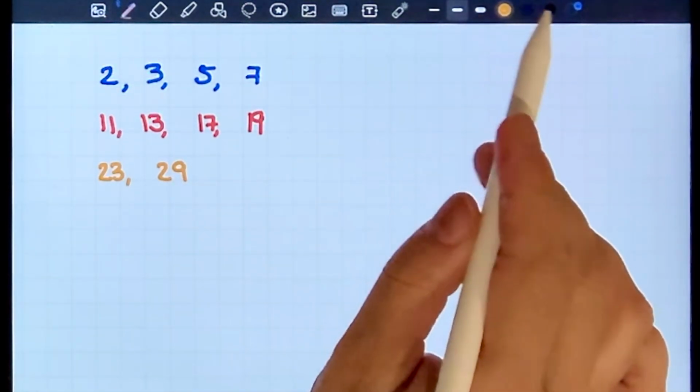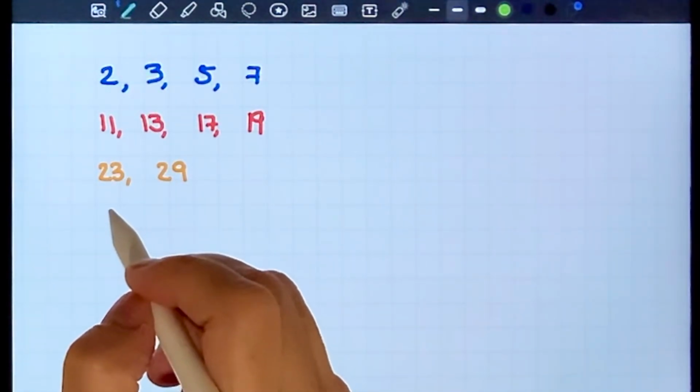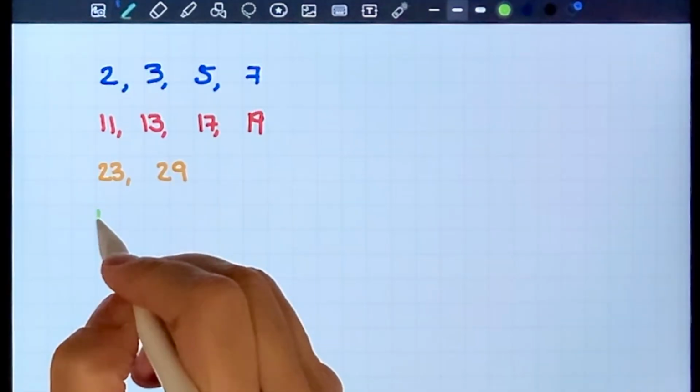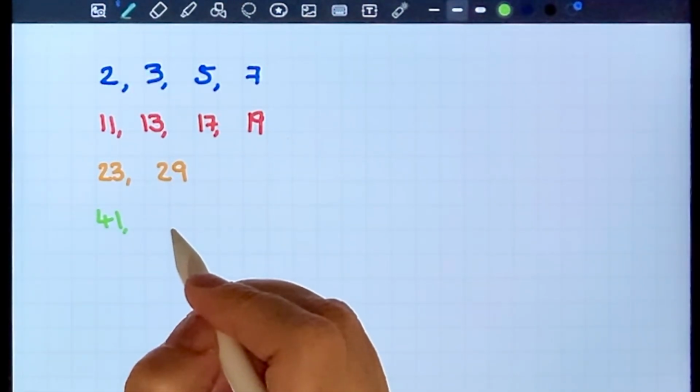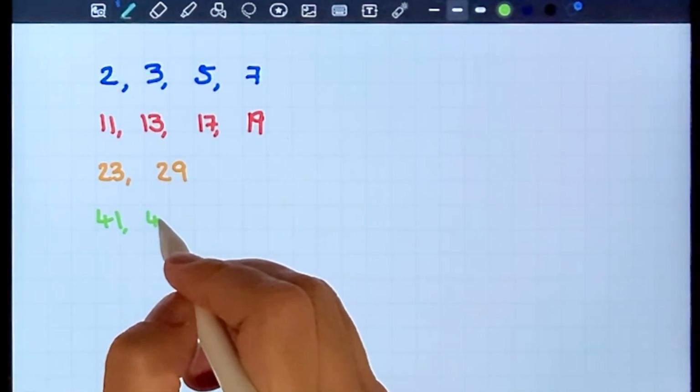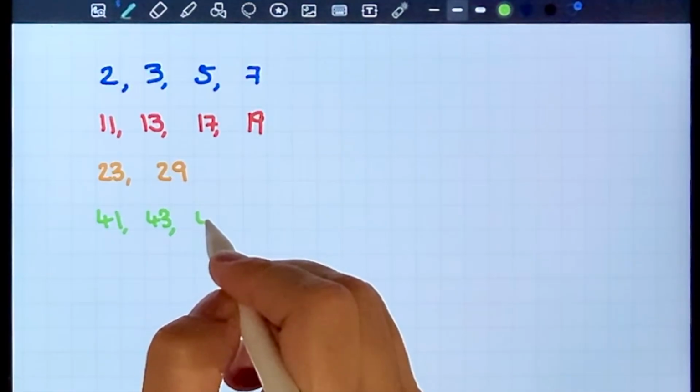Okay, now let's have a look at primes between 30 to 40. So we start with 41, then 43, then 47.